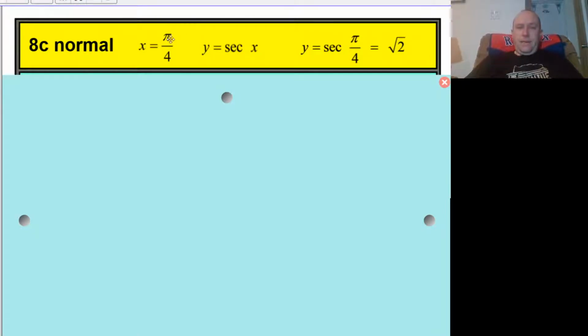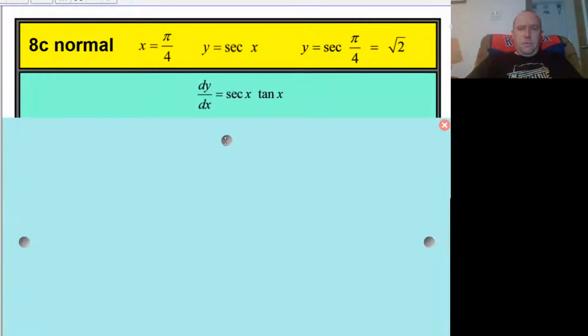So plug in for x, which is pi over 4, and then you can work out secant of pi over 4. Of course, your calculator doesn't have a secant button, so you could also put 1 divided by cosine of pi over 4. And if you've got that good Casio calculator, it should tell you straight away that it's radical 2. Otherwise, you're going to have to work it out by hand, because it'll give you a decimal.